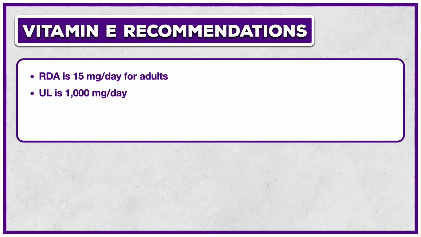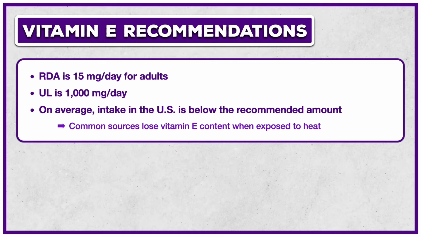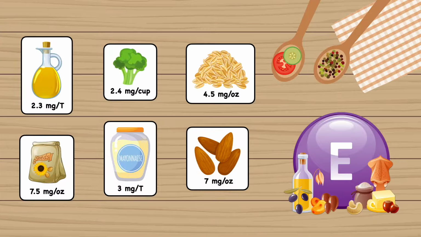The RDA for vitamin E is 15 mg per day, and the UL is 1,000 mg per day. On average, intake in the United States is below the recommended amount, but is still sufficient to avoid symptomatic deficiency. One major reason intake is suboptimal is that common sources lose vitamin E content when exposed to heat, and this exposure is common in the vitamin E-rich foods people eat, particularly vegetable oils. Beyond vegetable oils, sources of vitamin E include sunflower seeds, broccoli, mayonnaise, almonds, and wheat germ.